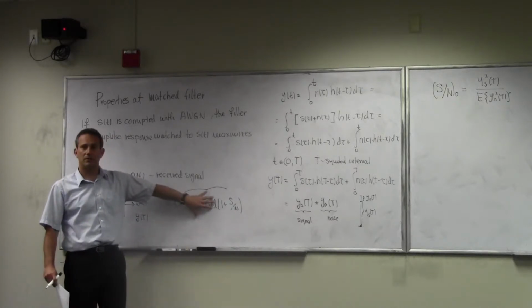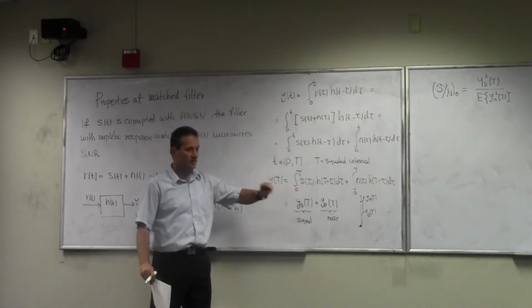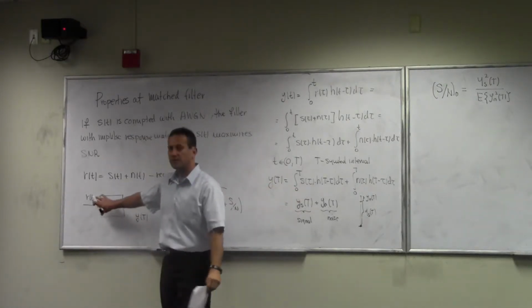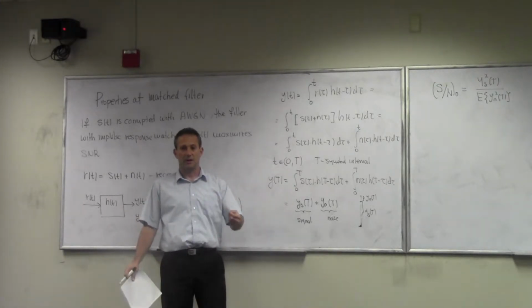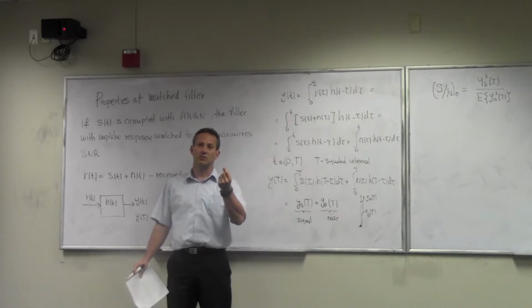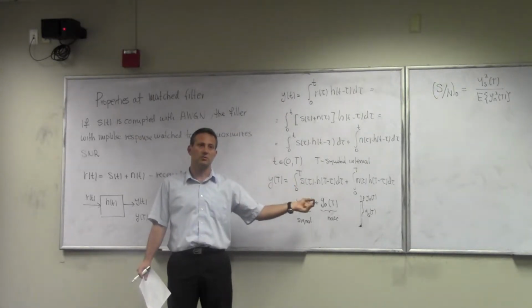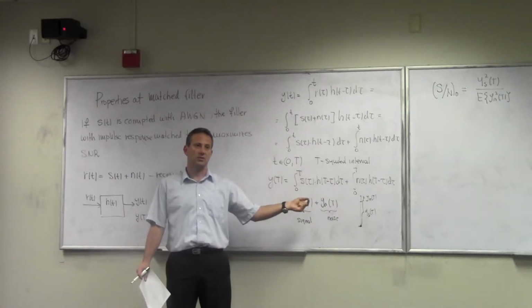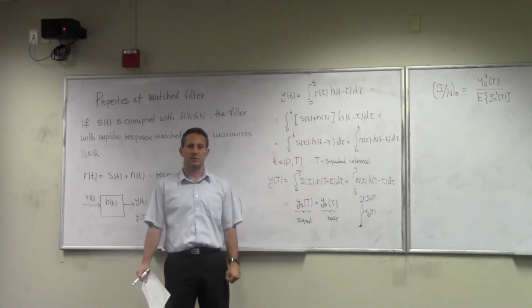But that's a little bit off the main topic. The main topic here is I'm feeding my signal plus noise into the filter, and I'm sampling it at T. It turns out that sample value is going to have two components: one due to signal, and the other due to noise. And the question is, how do I select h of t to reduce the noise as much as I can while preserving the signal as much as I can?